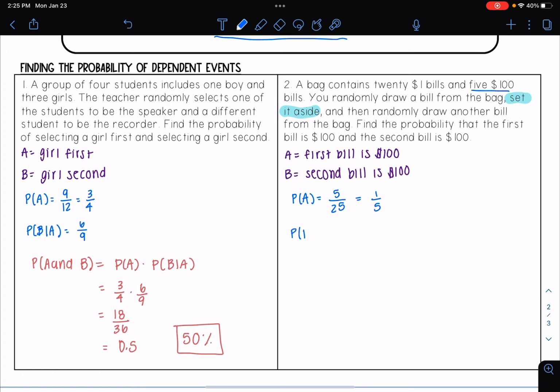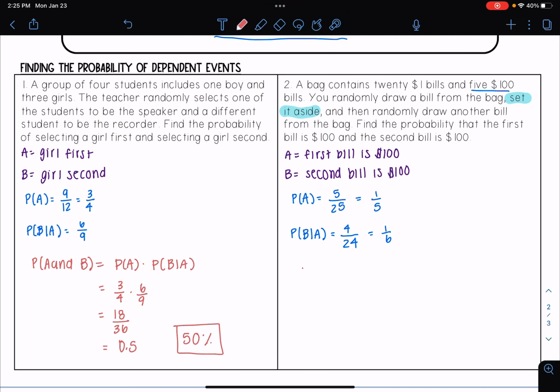Then I want to find the probability of B given A. I've already chosen the first bill, and the first bill is $100. That means I have one less $100 bill, there's only 4 in there, and I have one less total bill. So my number of successes is going to be 4 because I've already chosen one of them, and my total is also going to be 1 less. If I simplify that, it's 1/6.